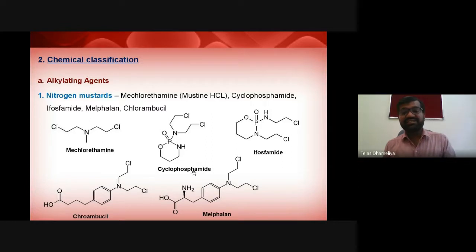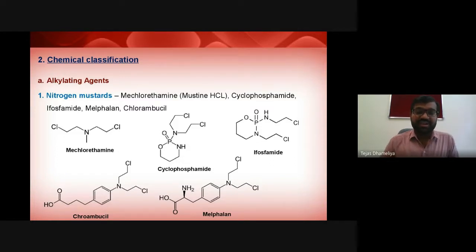Another alkylating agent is cyclophosphamide. Cyclophosphamide is basically a prodrug which is metabolized to aldophosphamide, and aldophosphamide will perform the cross-linking of the DNA. So basically, cyclophosphamide is a prodrug, and it will form an aldehyde. That's why it is called aldophosphamide. Then one more thing we would like to share with this drug.